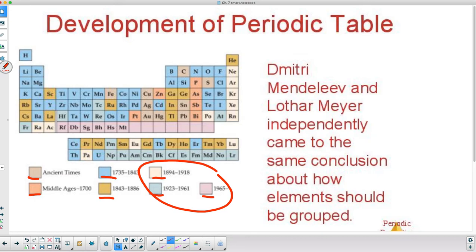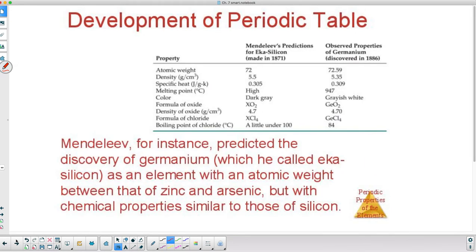He did it using atomic masses. So Mendeleev, for instance, predicted the discovery of germanium. He used the atomic weights to arrange the elements, but he had holes in his periodic table. He called one eco-silicon because it was below silicon on his periodic table. He didn't know if they would ever discover it, but he knew an element should be there. So he started making predictions about exactly what he thought this element should be like.